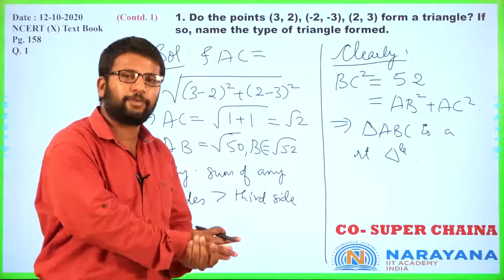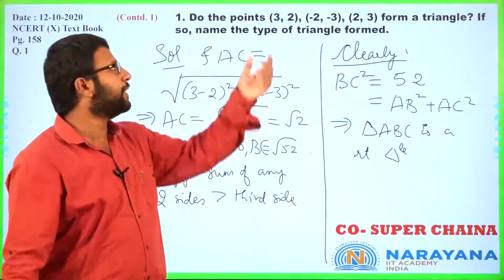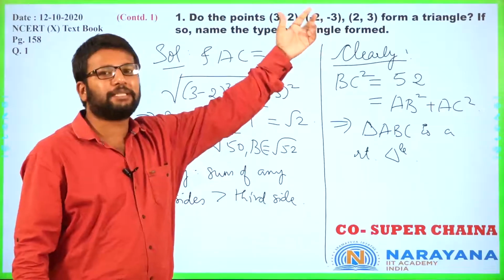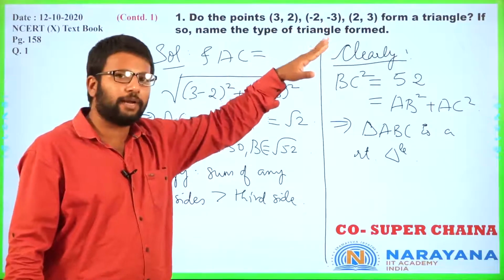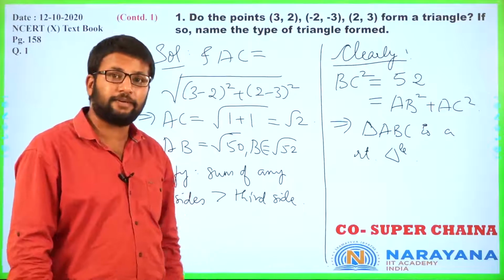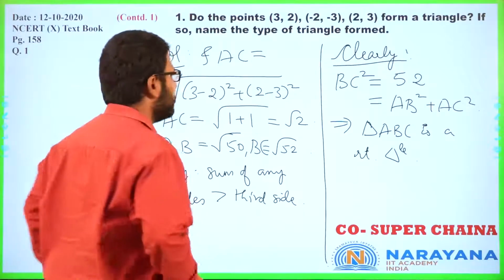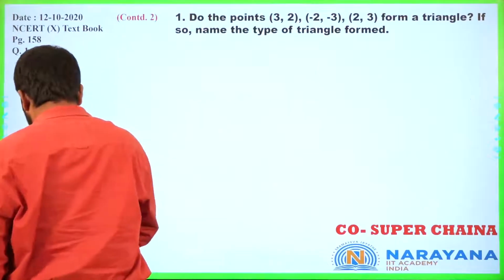Later, when you proceed, you will learn about slope. You can also calculate their slopes and check that the slopes don't match. If the slopes don't match, then they don't fall on a line. If they don't fall on a line, then they make a triangle. That is another way to see it. Okay? Alright. Then let us proceed.